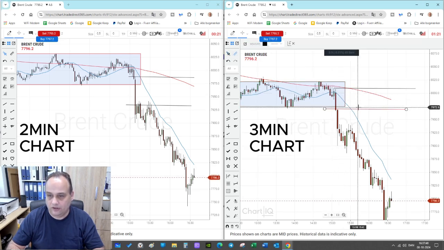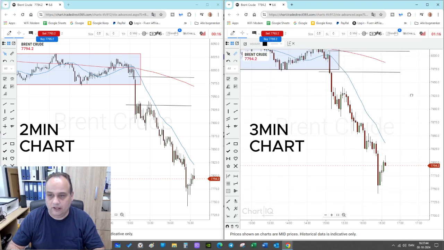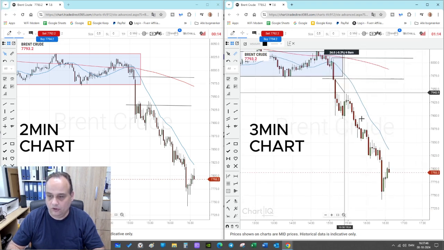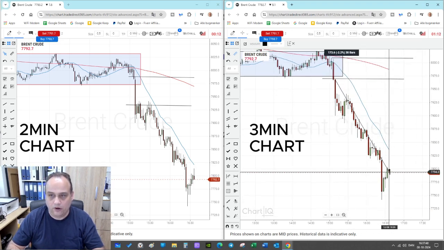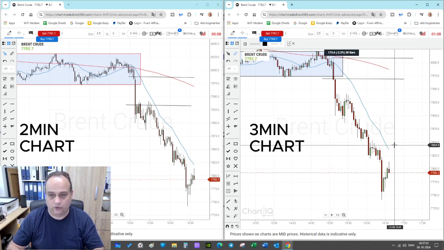So I know that you could say, well, this is a quite long stop. It is a long stop, it's 37 points. But if you have entered the short at this time, you would have gained so far 173 points. So that's a very nice risk to reward ratio.